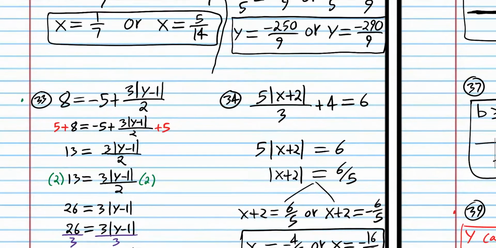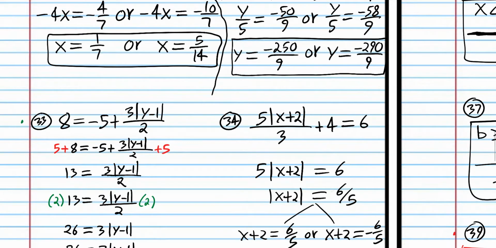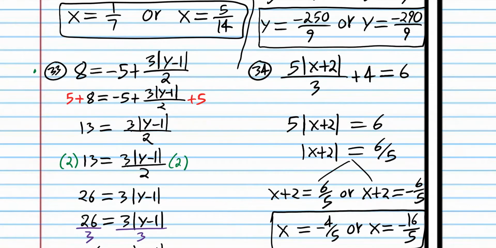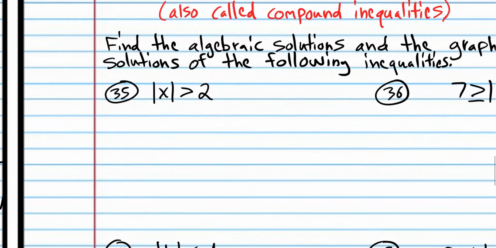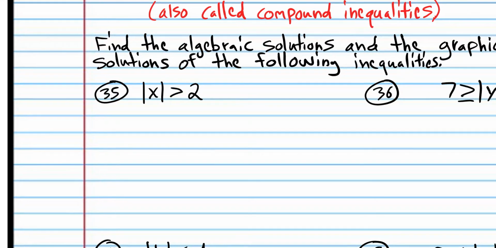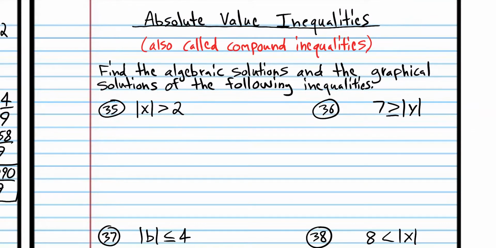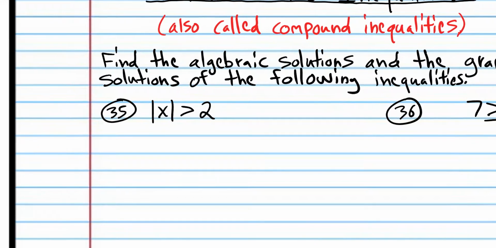Okay, let's go on to number 35. We're now going to learn absolute value inequalities. So now instead of an equal sign, we have an inequality symbol. And it says find the algebraic solutions and the graphical solutions of the following inequalities. So let's talk about this a little bit.